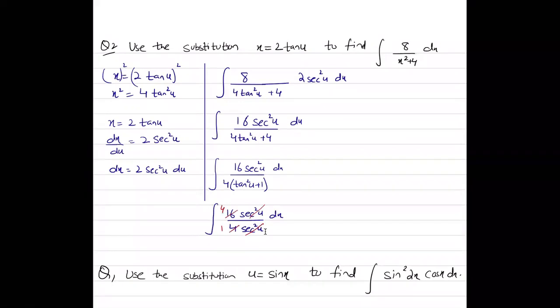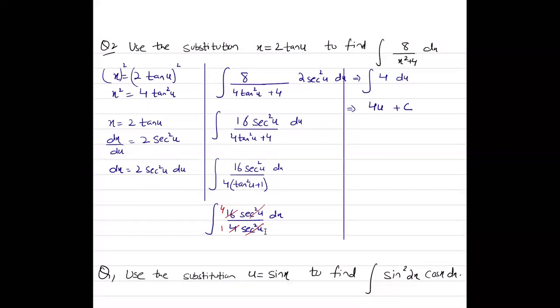Now you can simplify the terms. So you are going to be left with the integration of 4 du. Once you have simplified it, what is the integration of 4 du equal to? 4u. Very good. 4u plus c. Okay. That is the second last step.